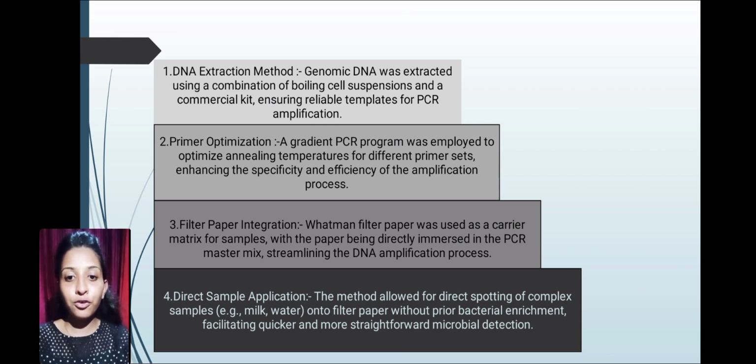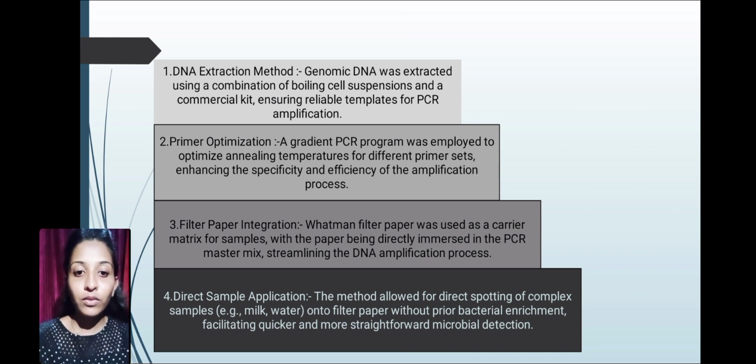In the first step, genomic DNA was extracted using a combination of boiling, cell suspension, and a commercial kit, ensuring reliable templates for the PCR amplification. The second step is PCR optimization. A gradient PCR program was employed to optimize the annealing temperatures for the different primer sets, enhancing the specificity and efficiency of the amplification process.